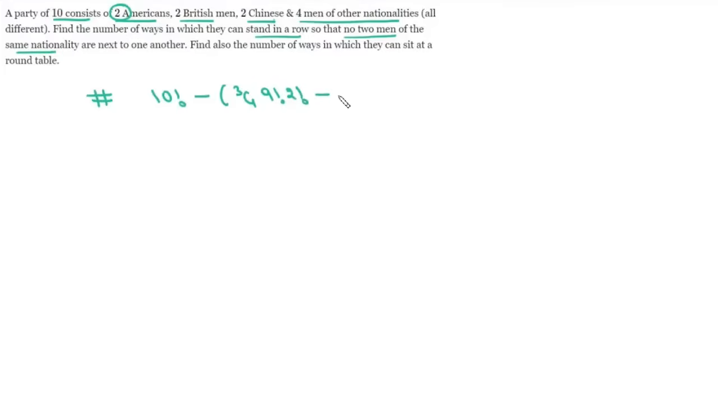Minus, now we'll subtract all those cases where people of 2 nationalities are standing together. So 2 out of 3 can be selected in 3C2 ways. Now suppose there are 2 Americans and 2 British. Again we'll use the string method. So now we have 8 objects which can be arranged in factorial 8 ways, and these 2 among themselves can be arranged in factorial 2 and factorial 2 ways. Now plus, when all the 3 are standing together, we have 7 objects, they can be arranged in factorial 7 ways, and then it will be factorial 2, factorial 2 and factorial 2.